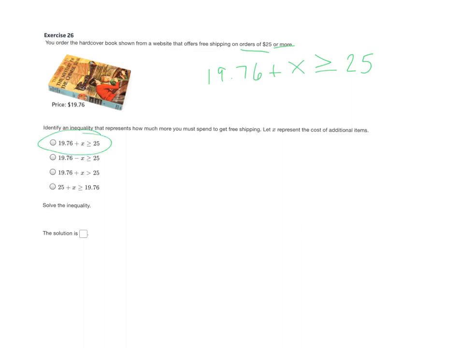Solve the inequality. You'd minus 19.76 from both sides. That's going to give you X has to be greater than or equal to, what is this? This is like 5 1/4, I believe, 5.25. And because this is kind of like a story problem, we want to make sure we have the correct labels. So X is greater than or equal to $5.25. There's your solutions for 2.2.